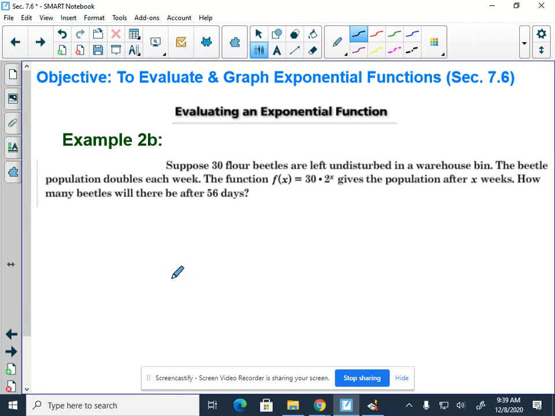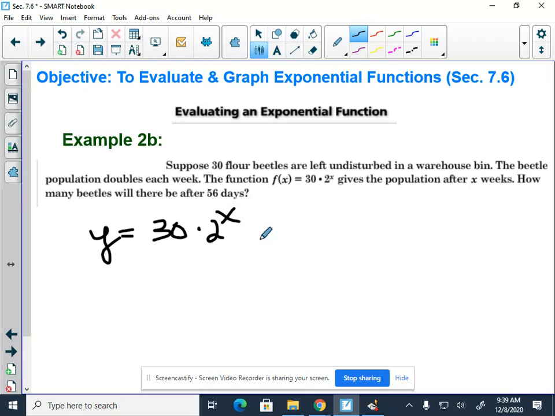Example 2b. There are 30 flower beetles. They're left undisturbed in a warehouse bin. The beetle population doubles each week. Okay, so they came up with this equation. We start with 30, and it doubles every week.